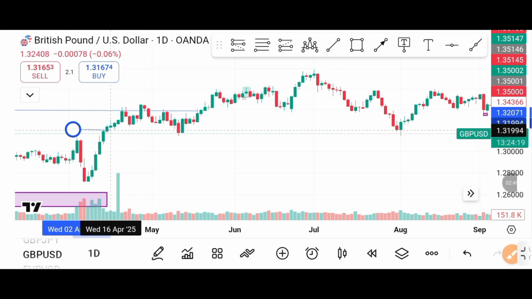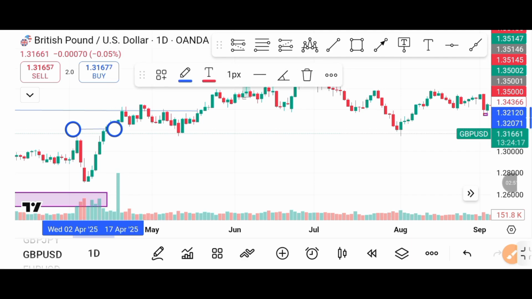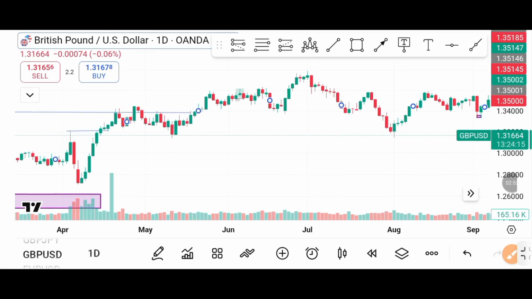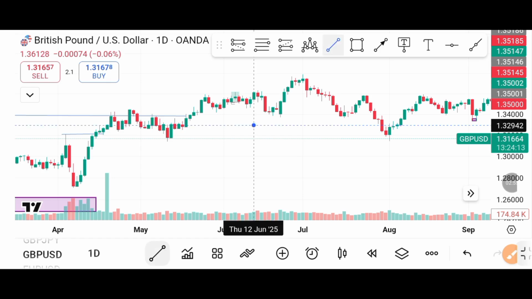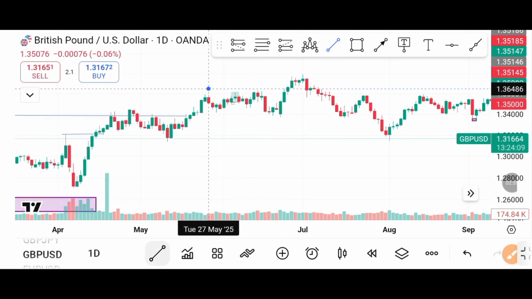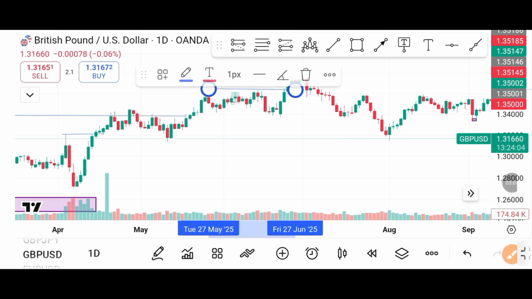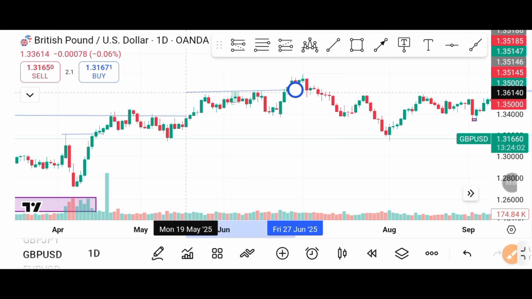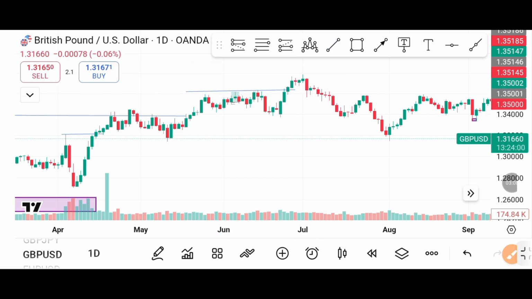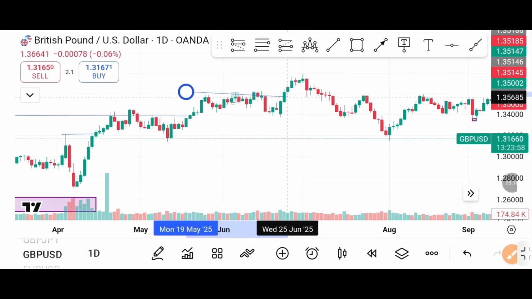Okay, we have this break of structure to the upside on the daily time frame. We also have some break of structures to the upside. Over here, we have this break of structure. This is on the daily time frame, guys. So this is an indication that price is still bullish even on the daily time frame, guys.